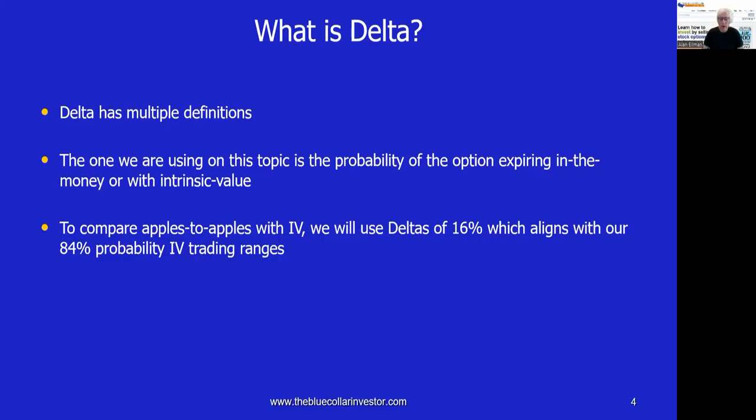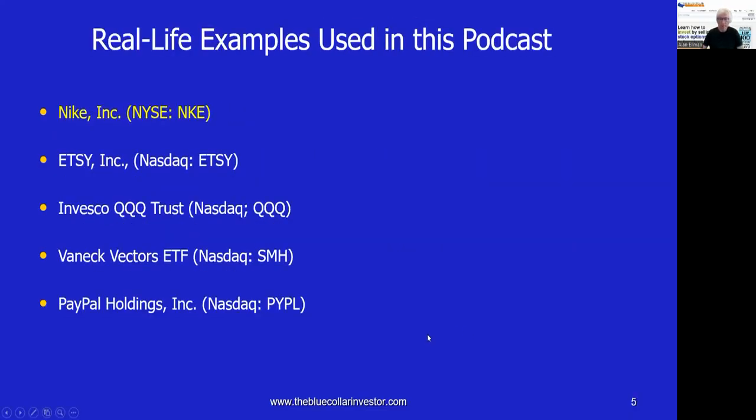So in order to compare apples to apples with implied volatility, we're going to use deltas of 16%. Once again, creating an 84% probability of success trade.